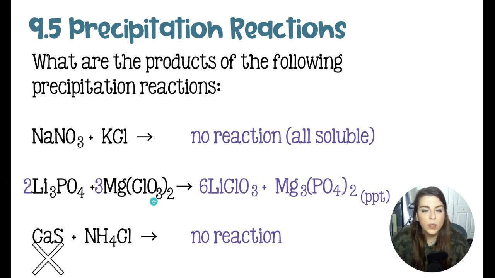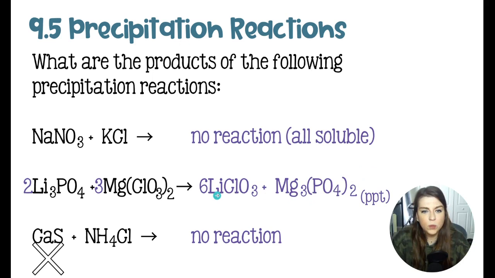Now over here, we had to, of course, balance the equation. We had lithium phosphate and magnesium chlorate, and those had to swap partners for the double replacement. So lithium paired up with the chlorate and magnesium paired up with the phosphate. So I had to break them apart and re-crisscross them. So the 3 here belonged to the phosphate. The phosphate gave that 3 to the magnesium when they swapped partners.